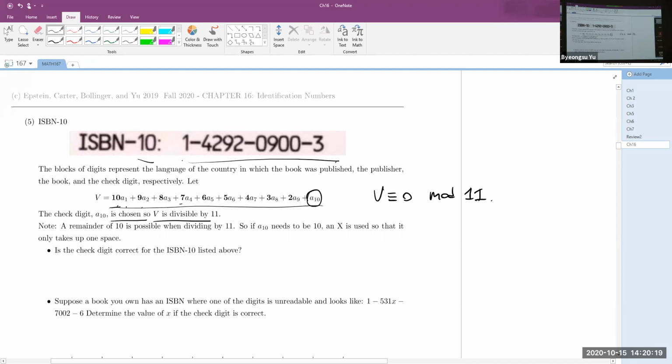But in that case, one problem is that the remainder may be 10, not just a number from 0 to 9. In case of 10, we denote it as X. If you are good at Latin, X is the Latin numeral for 10, which is why we use X. It is not the same as the small x; here it is the capital letter X that denotes 10.